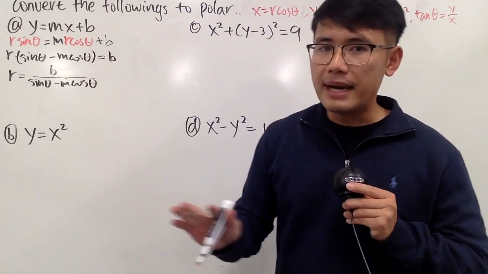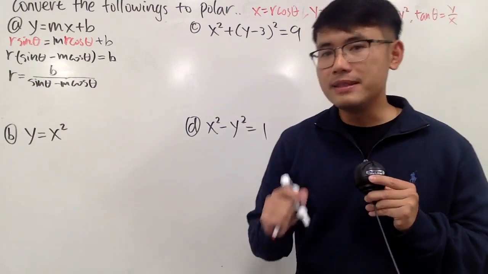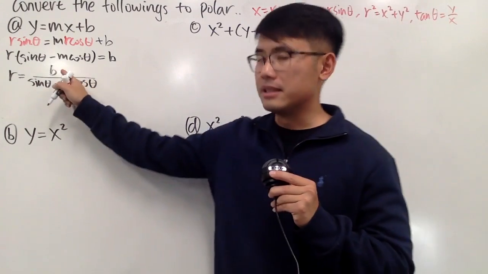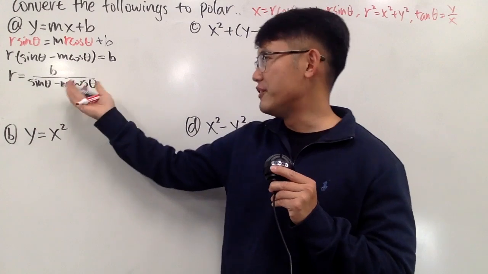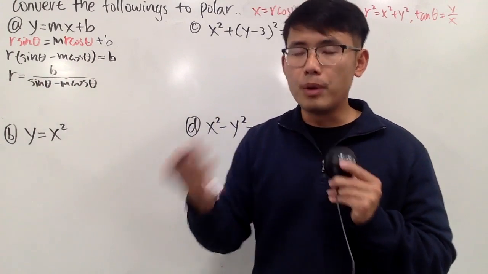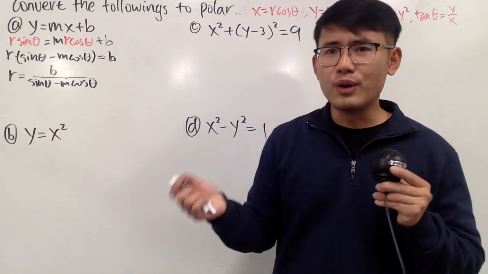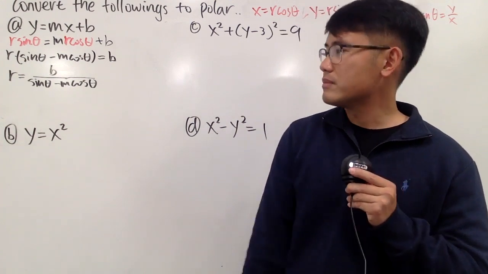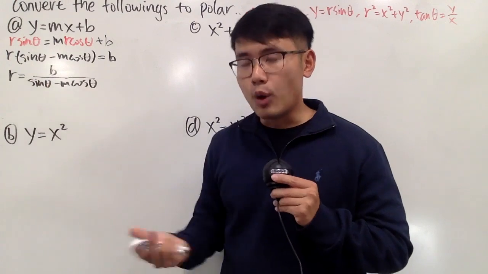This right here, it's not that bad at all. However though, this is only good if b is not equal to 0. Because if b is equal to 0, you end up with r equal to 0. And in the polar situation, that just tells us the origin. That's all. In this case, it's okay for m to be 0.